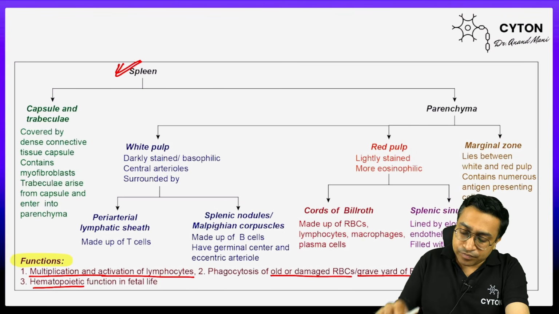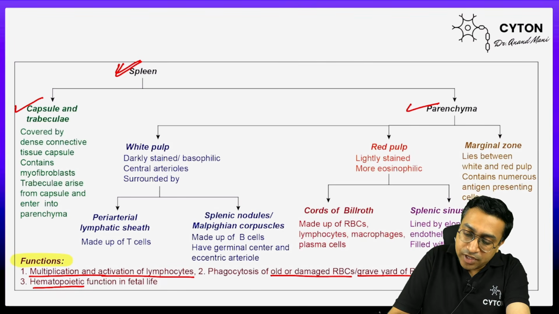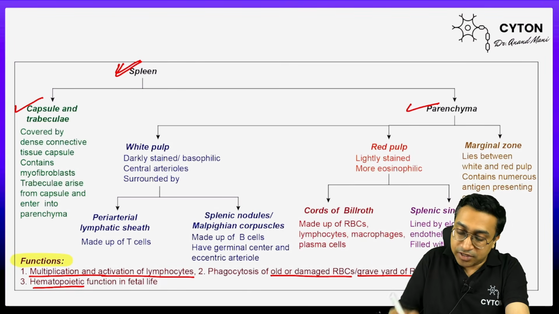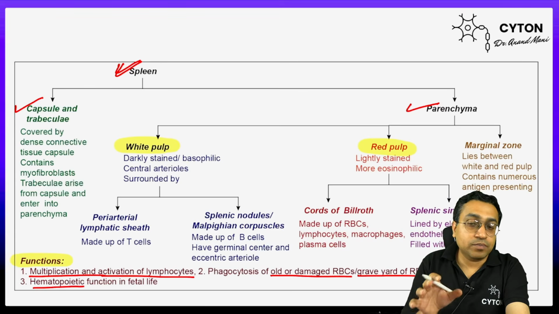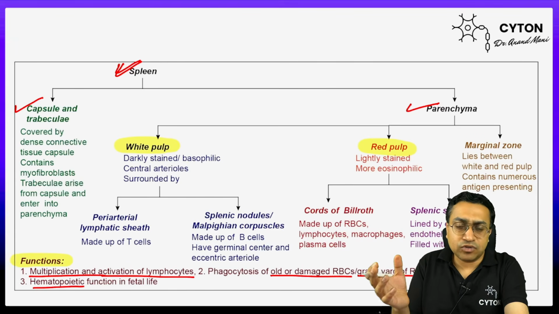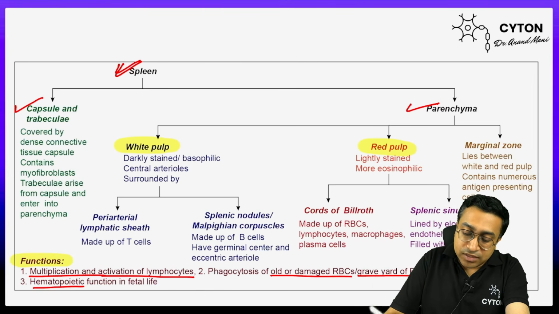Then classically it has the capsule, the trabeculae and the parenchyma, which has a very important and classical feature, that is the white pulp and red pulp. This is very much peculiar to the spleen only. Again we will discuss it in histology in detail, so don't worry right now. Just sensitizing you here.